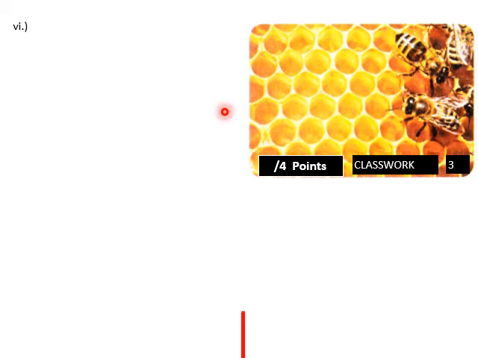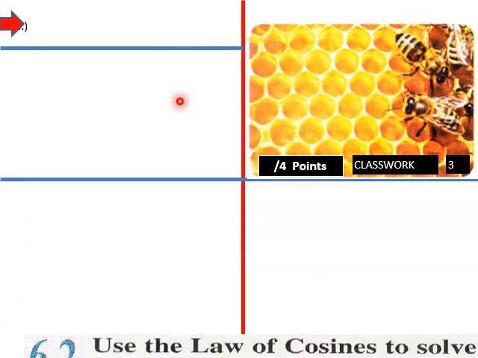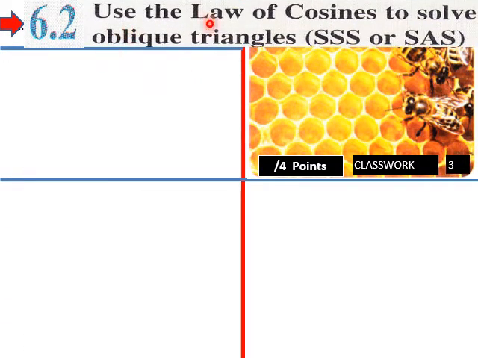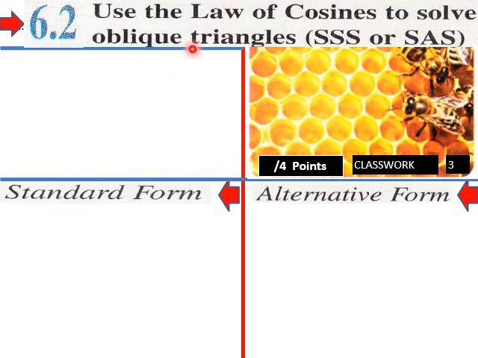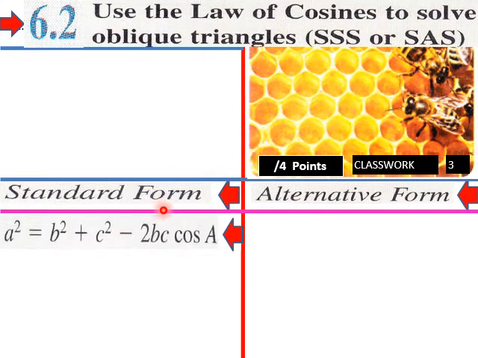Okay, going into section 6.2 on our review here, use the law of cosines to solve oblique triangles, side, side, side, or side angle side. So to do this, there's two different ways we can use our law of cosines. One is standard form, to find either our length of a or our measure of angle A. Here's our setup: a squared equals b squared plus c squared minus 2bc cosine A, as long as we know our two other sides and an angle measure.